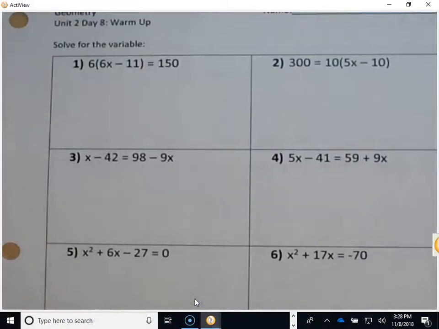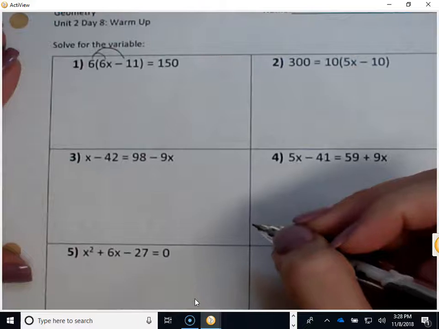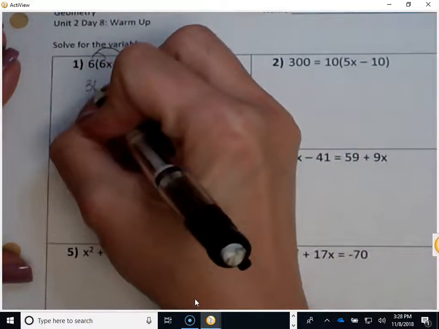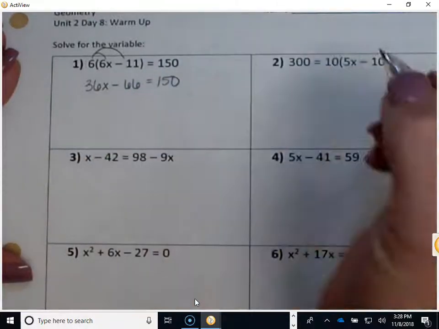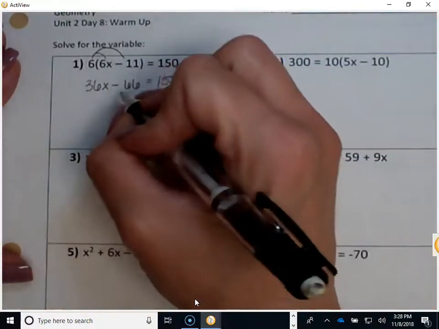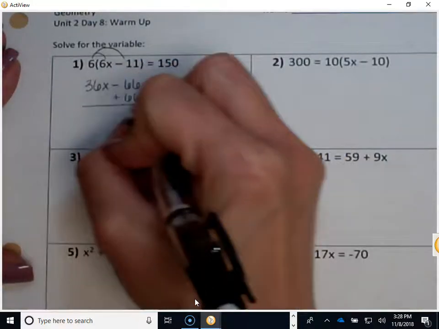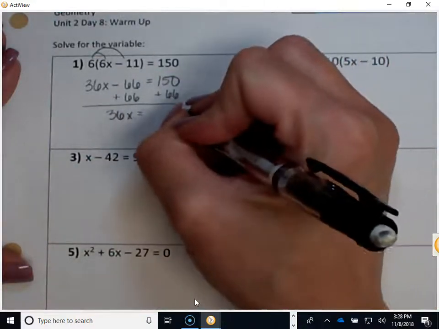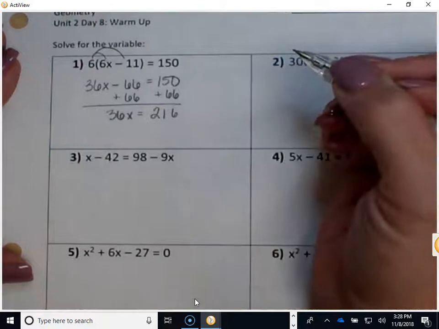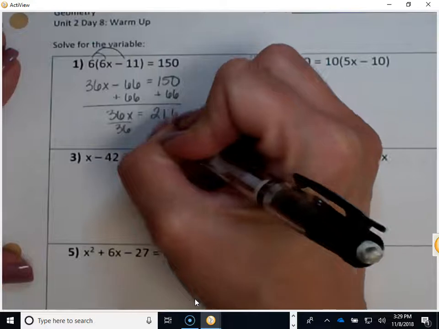For the warm-up, we need to solve for x for each one of these. On this first one, we need to make sure that we distribute that 6 to both terms in the parentheses, giving us 36x minus 66, all equal to 150. Then it's just all about getting your x by itself. I need to get rid of the minus 66 by doing the inverse and adding 66 to both sides, leaving me 36x equals 216. Then to get x by itself, last step, we need to do the inverse of multiplication, so divide both sides by 36.